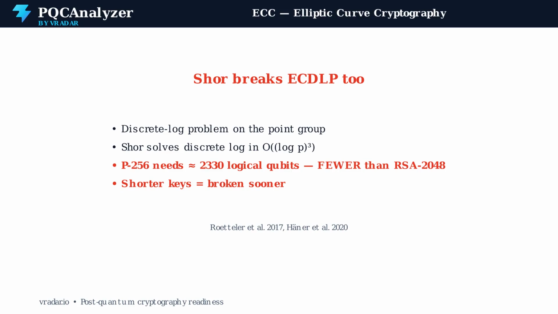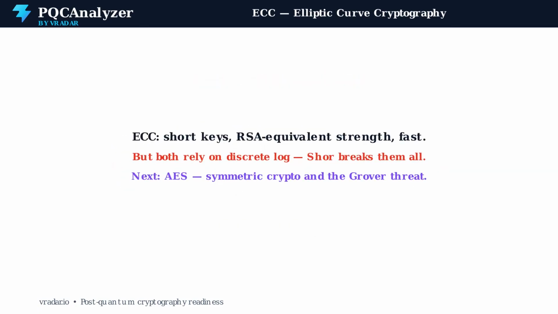ECC is faster and more compact than RSA at equivalent strength, but both rely on discrete log, and Shor breaks them both. Up next, AES, our symmetric workhorse, and the Grover threat.